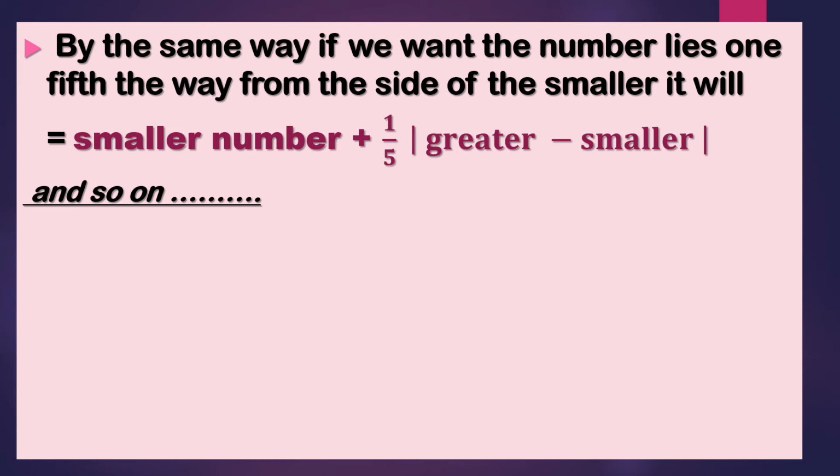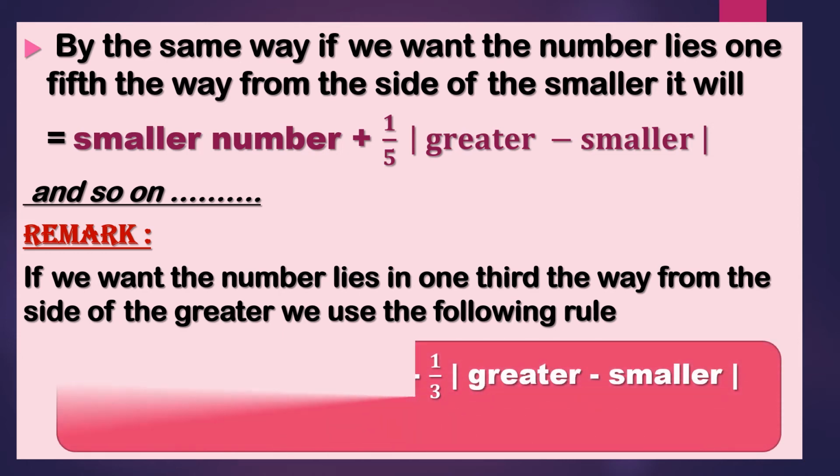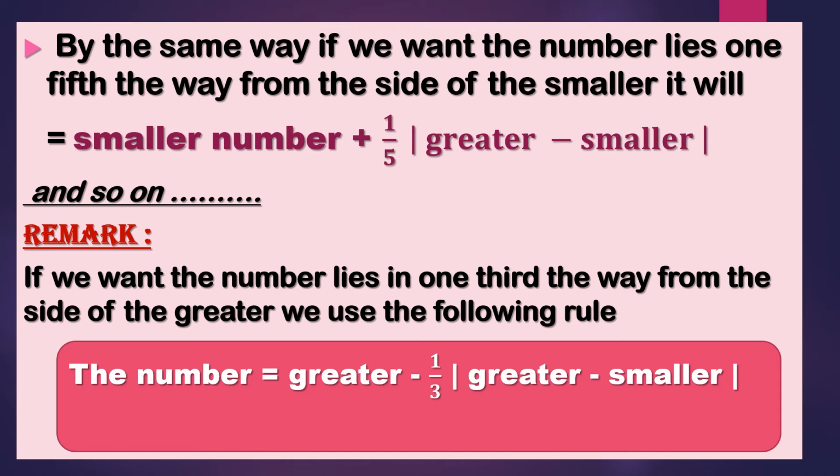If you want the number that lies 1/3 of the way from the side of the greater, not the side of the smaller, what will the rule be? Yes, it will be like that. The number that lies a third of the way from the side of the greater will be equal to the greater minus 1 over 3 the absolute value of greater minus smaller.